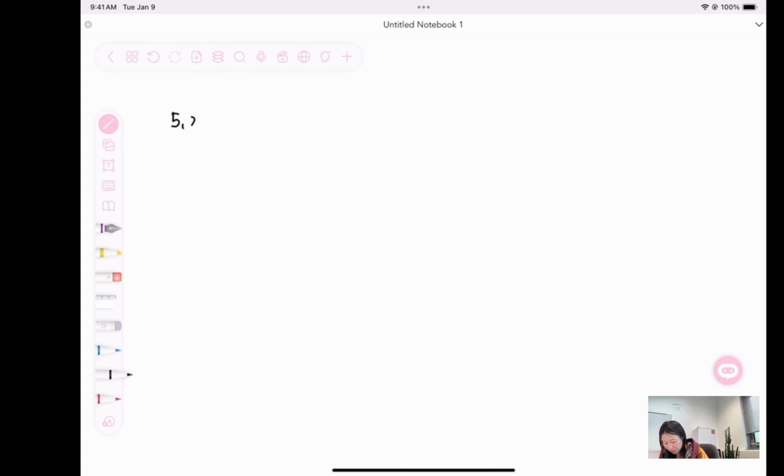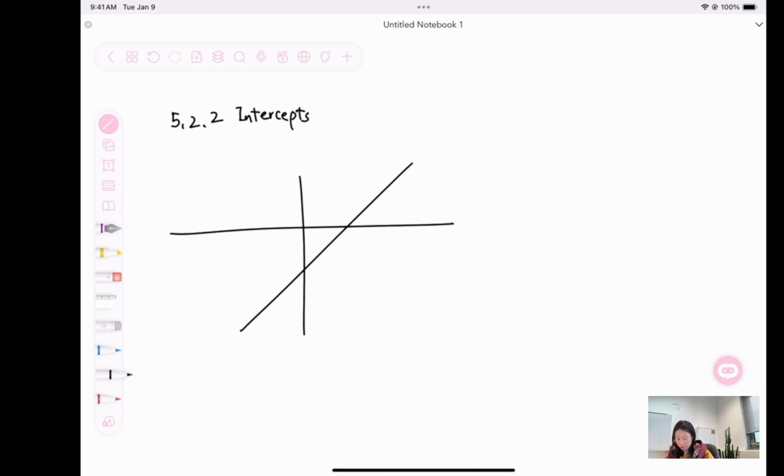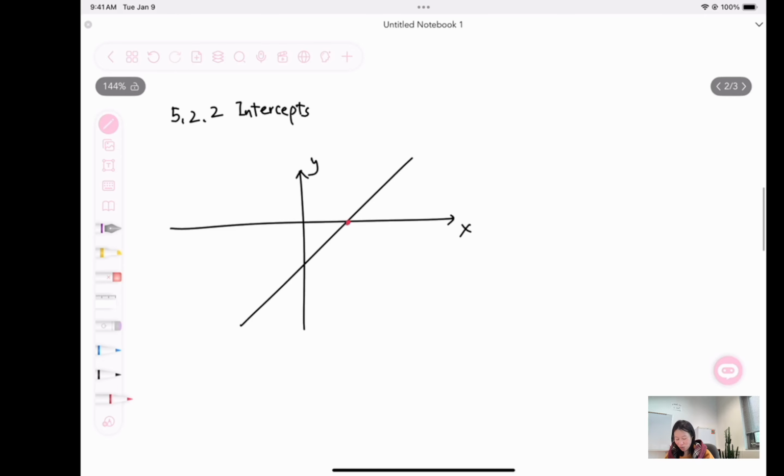Hello, in this video I am going to talk about intercept. So let's have a graph and see what is intercept. For a linear function, the one that we're familiar with the most, we have the x-intercept. The x-intercept is when the y-coordinate equals 0. And the y-intercept is when the graph intercepts the y-axis, where the coordinate x equals 0.